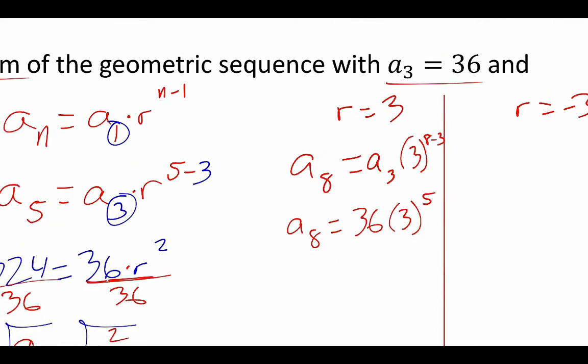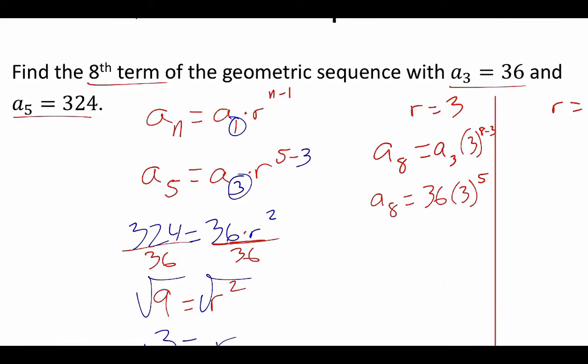I want to take a step back because I kind of glossed over this earlier. Thinking about these exponents here. These exponents are telling us how many steps it takes us to get from one term to the next. So to go from the third term to the fifth term, it took us 2 steps. Over here, to get from the third term to the eighth term, it would take us 5 steps. That's why we use that exponent.